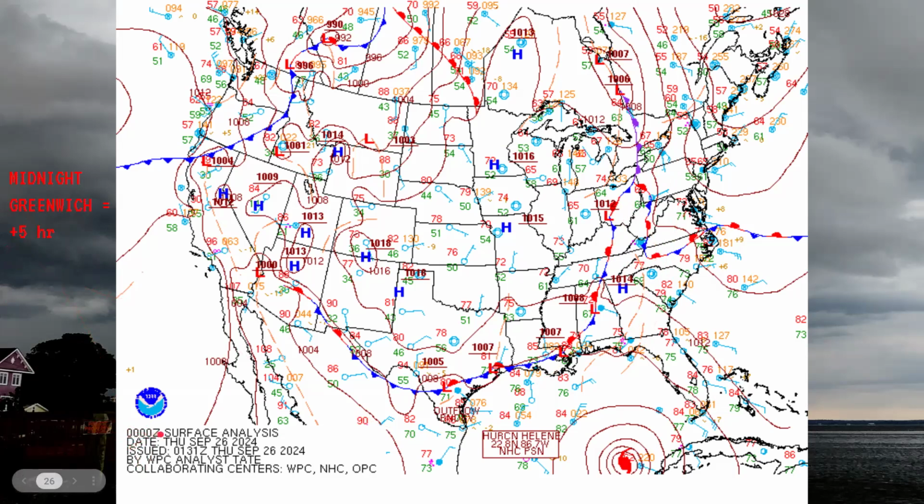Well, we see 00Z. So that's saying midnight. This was from midnight in Greenwich. So that's 5 hours ahead, which means this is from 7 p.m. where I am. So it's outdated by a few hours when I made this video.